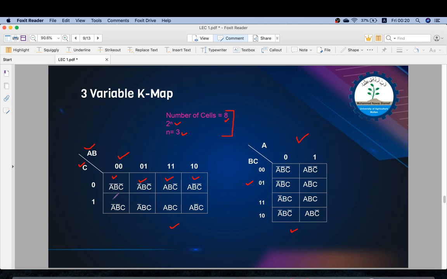Same way, A complement, B complement, C. A complement, B, C. A, B, C. A complement, B complement, A, B complement, C. So it's the same in the vertical also. The only difference is that if it is horizontal, the maximum number of variables are on the top side, and if it's vertical, then the maximum number of variables are on the left side.